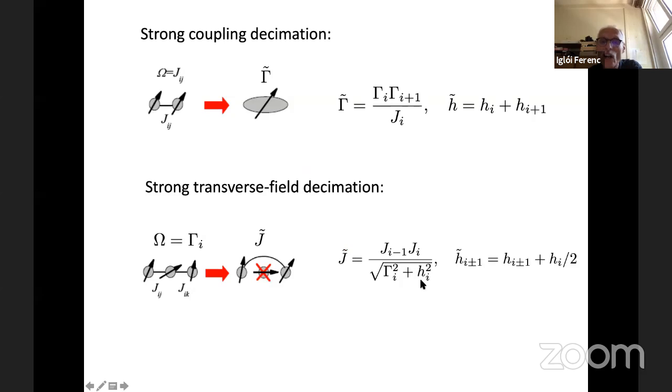Its value is calculated perturbatively. And we also have a rule for how to treat the two fields which were originally here. The longitudinal field is added here and here, half and half, in order to get rid of any effect.